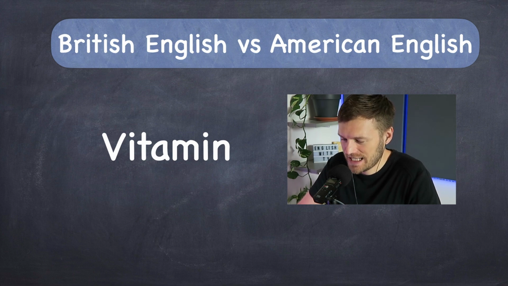The next word is spelled vitamin. And in British English, it would be pronounced vitamin, with an E sound for the I there at the beginning, vitamin. And a very strong T sound, vitamin. In American English, the I at the beginning would be pronounced like an I, so vitamin. And the T would be pronounced very soft, in my opinion, a very soft T. Vitamin, almost like a D, vitamin. So vitamin and vitamin.